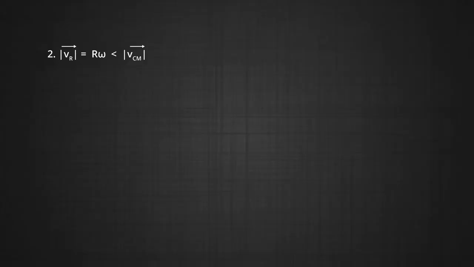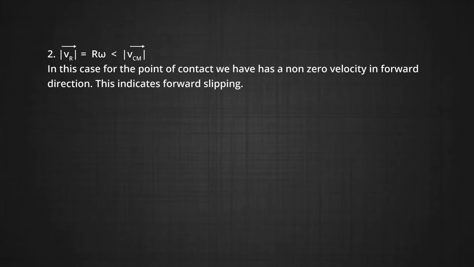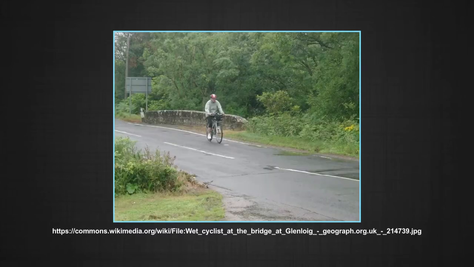The second case: when the magnitude of rotational velocity, which is Vr equal to r omega, is less than the magnitude of velocity of center of mass. It means that the disk is translating faster as compared to rotational motion. In this case, for the point of contact, we have a non-zero velocity in the forward direction. This indicates forward slipping. For example, when on a wet road a cycle tire slides more but rotates less, the cycle in that case has forward slipping.